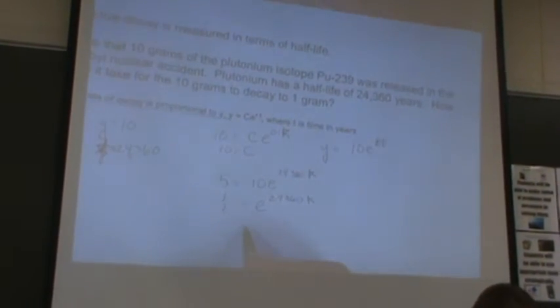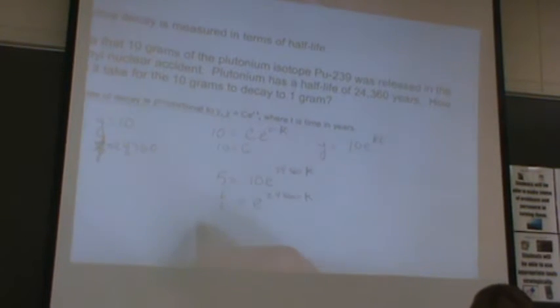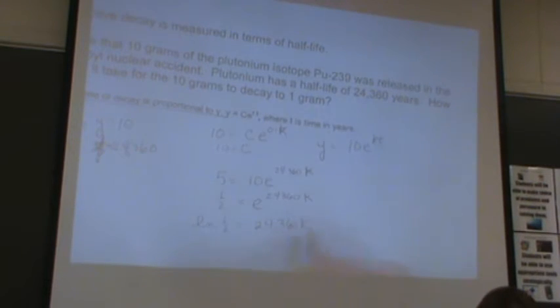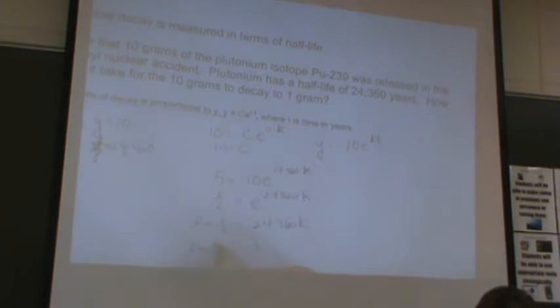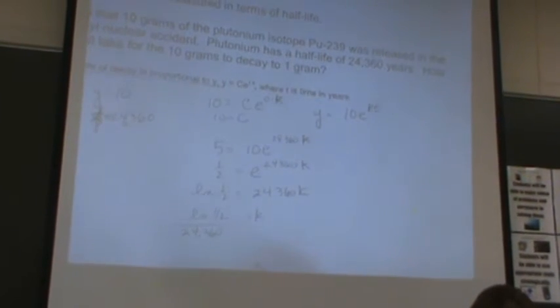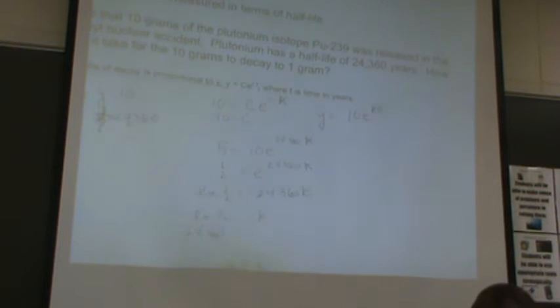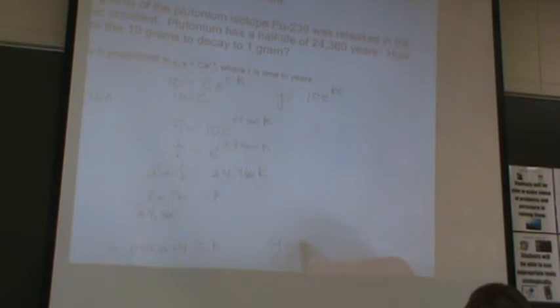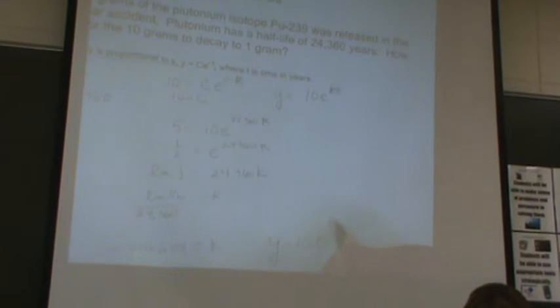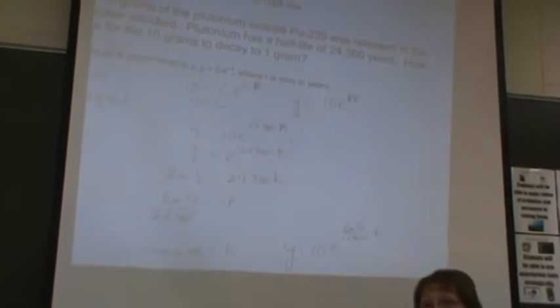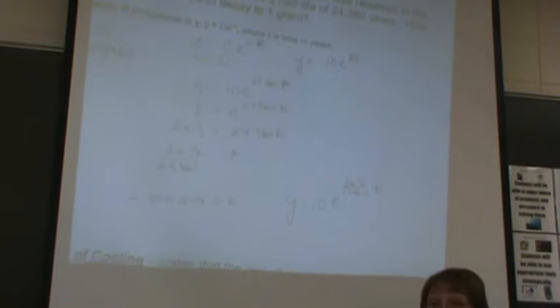What do we need to do? ln. So the ln of a half is going to equal 24,360k. K would be the ln of a half divided by the 24,360, or k is approximately negative 0.000028454. Or we can keep it as that decimal. We have an equation then of y is equal to 10 e to the ln of 1/2 over 24,360 t. I'm going to keep the exact, because these things change very quickly.